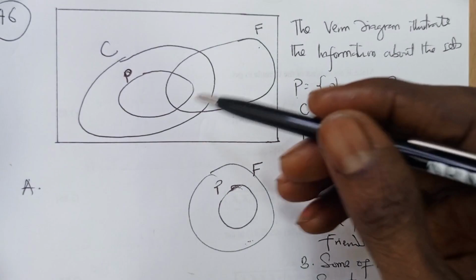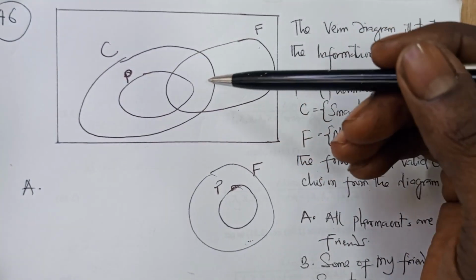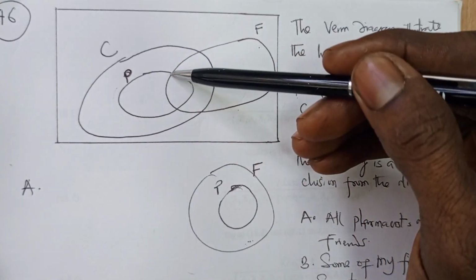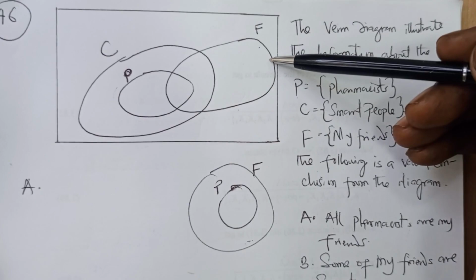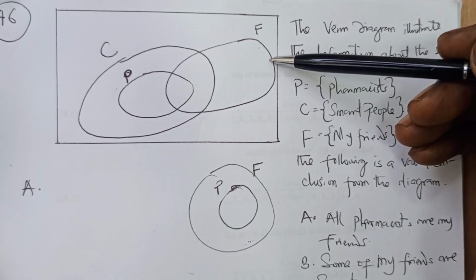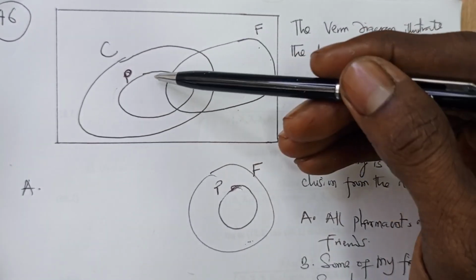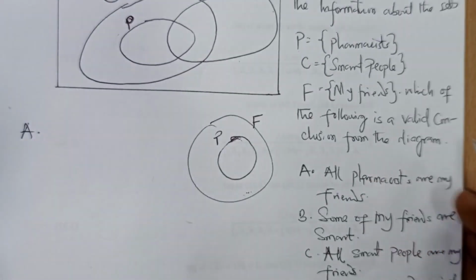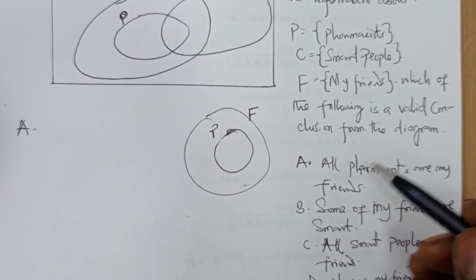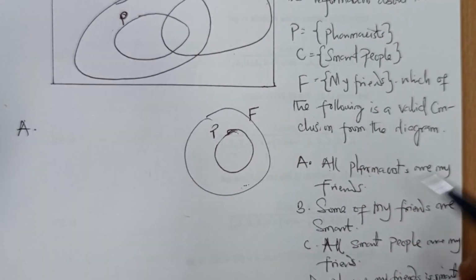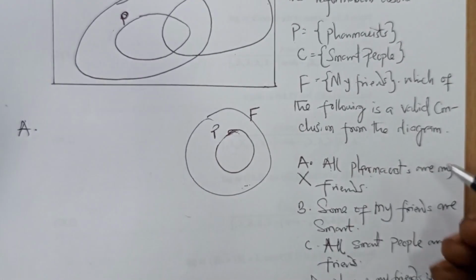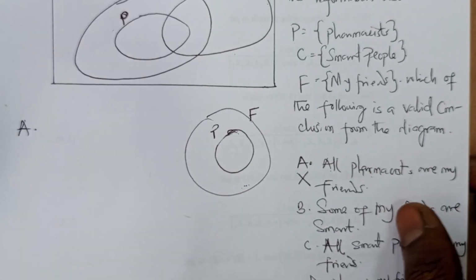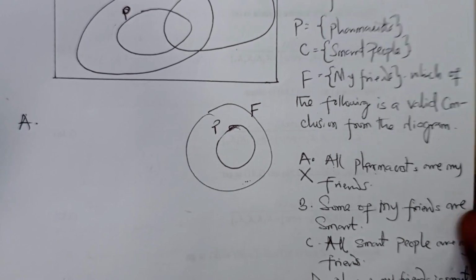Let's see. No. In this case, it's not true, because only some portion of the pharmacists, which is this portion here, is contained in the friends. So not all pharmacists, but some pharmacists here are friends. Therefore, this deduction that all pharmacists are my friends is not true, because all pharmacists are not contained in the friends, only some. Now let's see the next one.